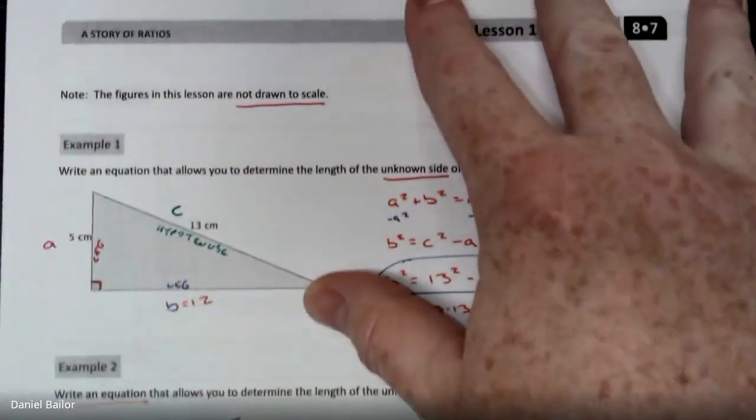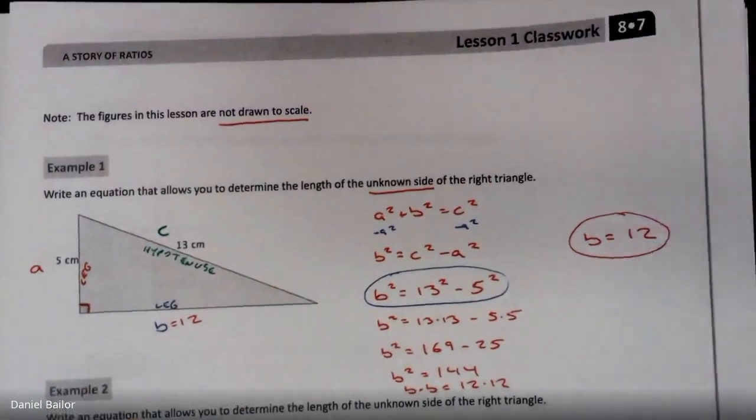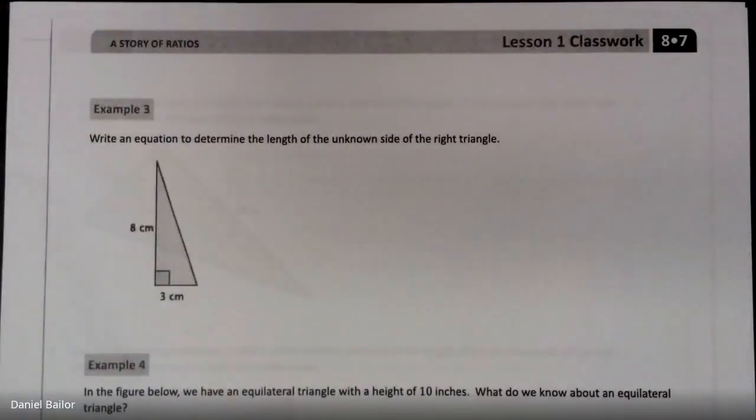Let's see what we're doing next on page 2. Oh, example 3. So why don't you try example 3 on your own right now? Pause the video, try example 3, see if you can write this equation for this right triangle, and then unpause the video when you are ready to check your work with mine.